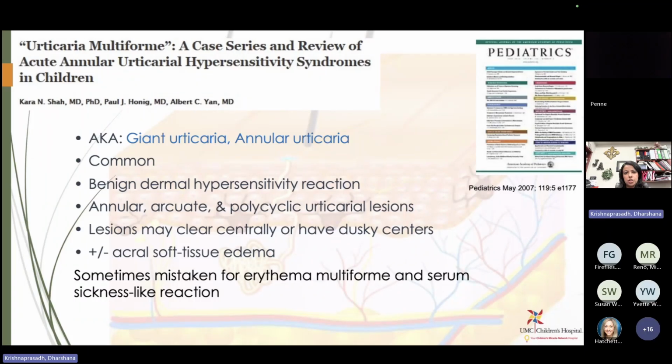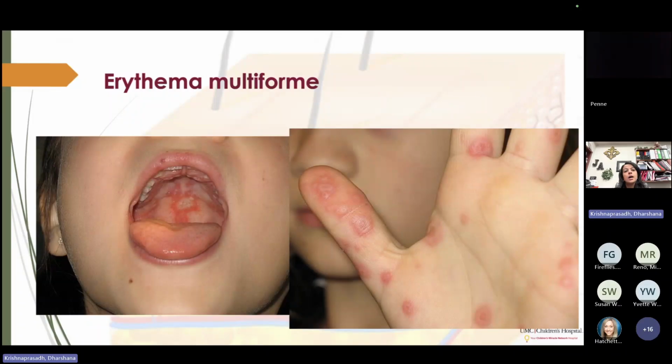So urticarial lesions are usually giant or annular urticaria. They're a benign hypersensitivity reaction. They can be annular or polycyclic urticarial lesions. They can have clear or dusky centers, and usually can also have soft tissue edema. Sometimes, like I mentioned, they could be mistaken for a serum sickness-like reaction. Erythema multiforme is again pretty similar to urticarial skin reaction. I just wanted to talk about all of these together because they look similar in pictures and in patients as well.